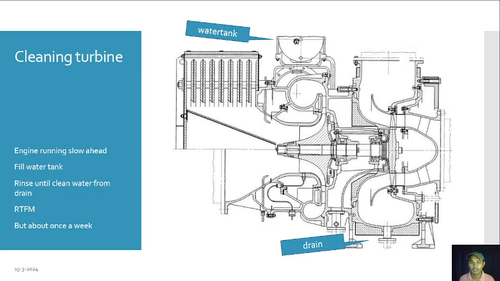So you should just fill this water tank, and this water will go here, injected into the turbine, and then the carbon deposit of the turbine will go with the water, and then the water will go down the drain. So you just repeat this until the clean water goes out from the drain. Okay, so to be sure, just read the manual, because in every ship there are different ways of doing this. So we usually do this once a week, but always check the manual.